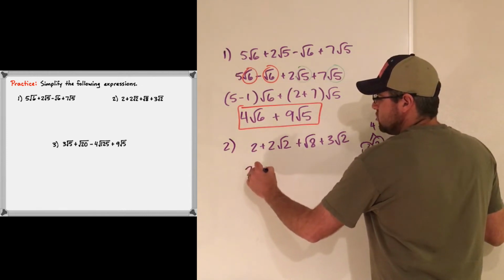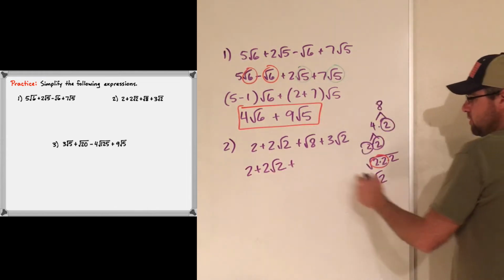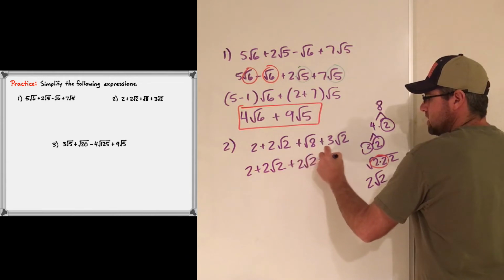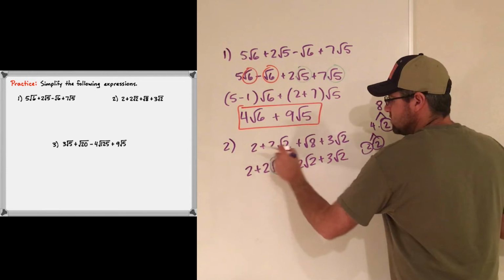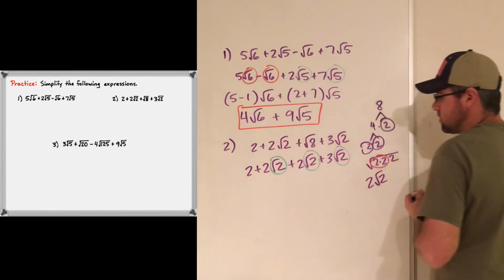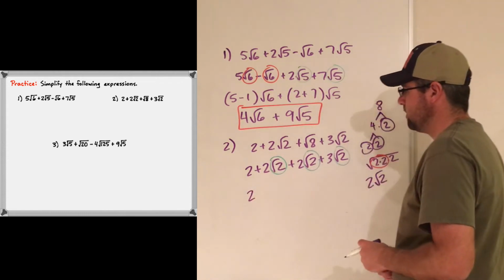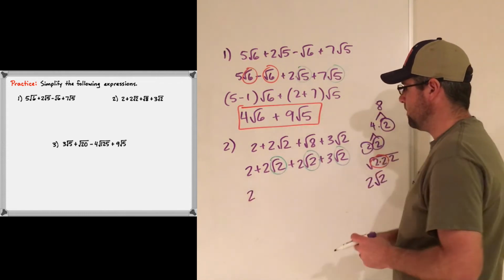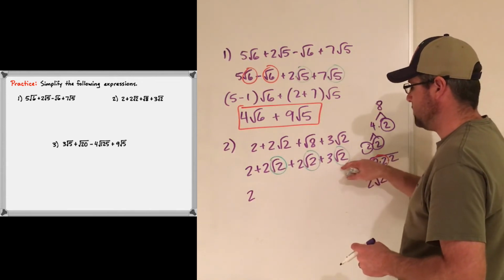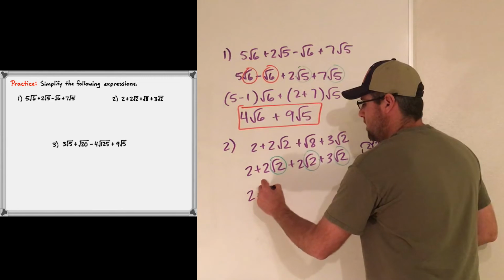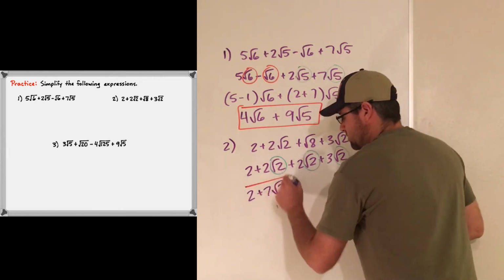So I'll rewrite this as 2 plus 2 rad 2 here, plus, instead of rad 8, I'm going to put 2 rad 2 because I simplified it, and then plus 3 rad 2. Now I can see that I've got a rad 2 and a rad 2. Those are all alike. This guy is not alike, so I'm just going to write that at the beginning. So we got 2 plus, let's see, I got 2 rad 2's plus 2 more rad 2's plus 3 rad 2's. So I've got 7 of those altogether. 7 rad 2's. And that is my final answer.